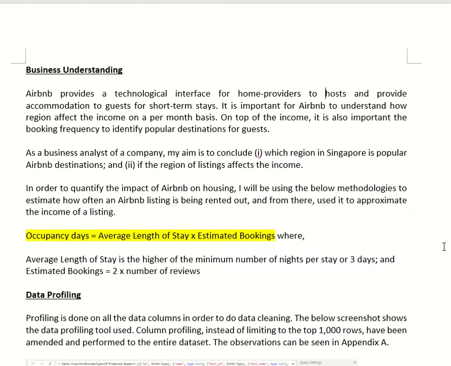The basis of this analysis, of course, is as advised. The formula is occupancy days equals average length of stay multiplied by estimated bookings, where average length of stay is the higher of minimum nights per stay or 3 days, while estimated bookings is just 2 times the number of reviews.